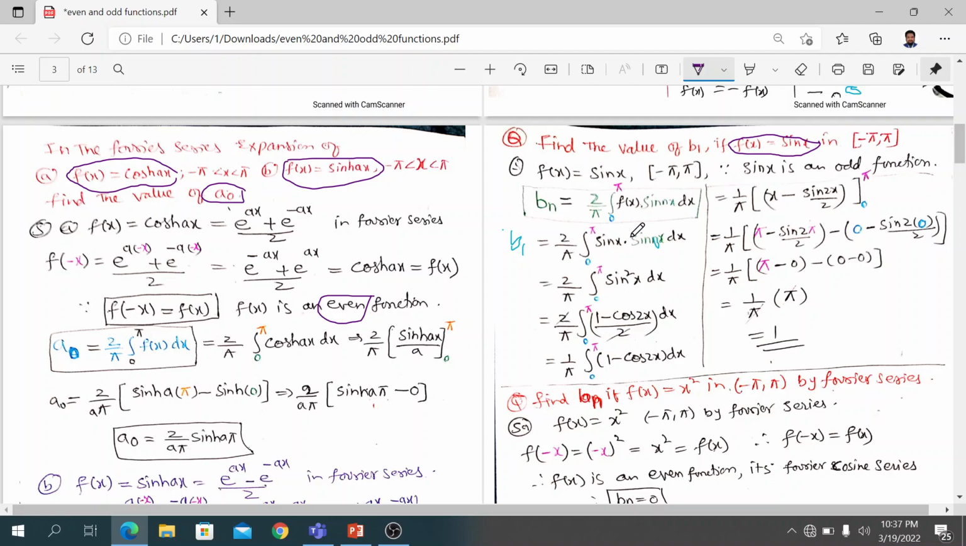So this is sin x into sin x, sin square x, with 2 by pi outside as it is. The sin square x formula is 1 minus cos 2x by 2. These two cancel, giving 1 by pi integration 0 to pi of 1 minus cos 2x dx. Integration of 1 is x, integration of cos 2x is sin 2x by 2. Now upper limit minus lower limit: pi minus sin 2 pi by 2, minus lower limit 0 minus sin 0 by 2. Only pi remains; the other terms all become 0.